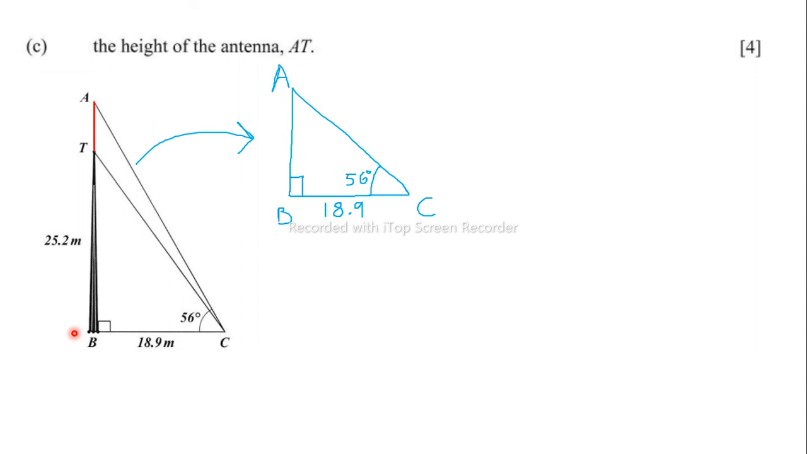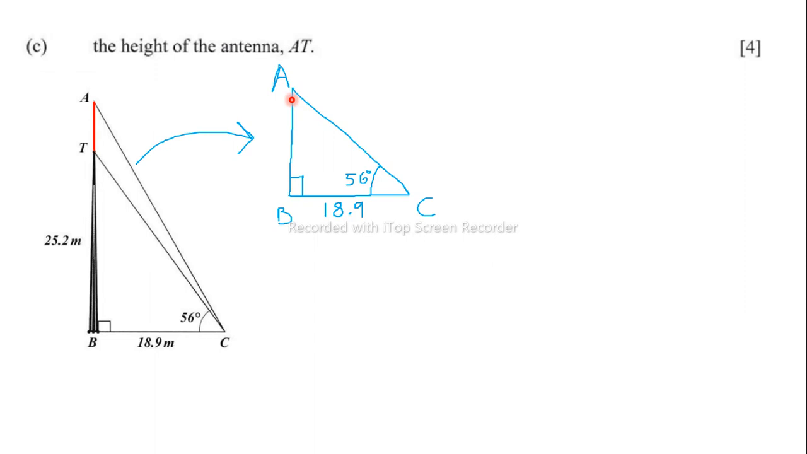No. See, this 25.2 is only from B to T. That's not from A to B. So be careful. This 25.2 is only from B to T, so we don't know the length of AB. In fact, that's what we're trying to find. So we can't use Pythagoras theorem. Can we use sine rule?